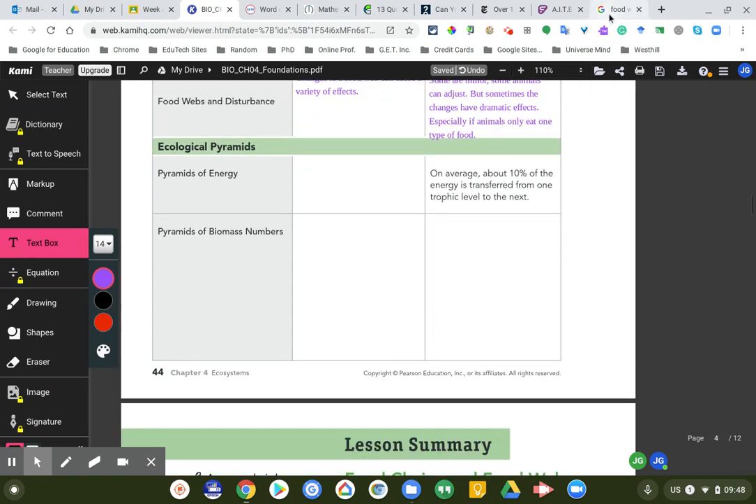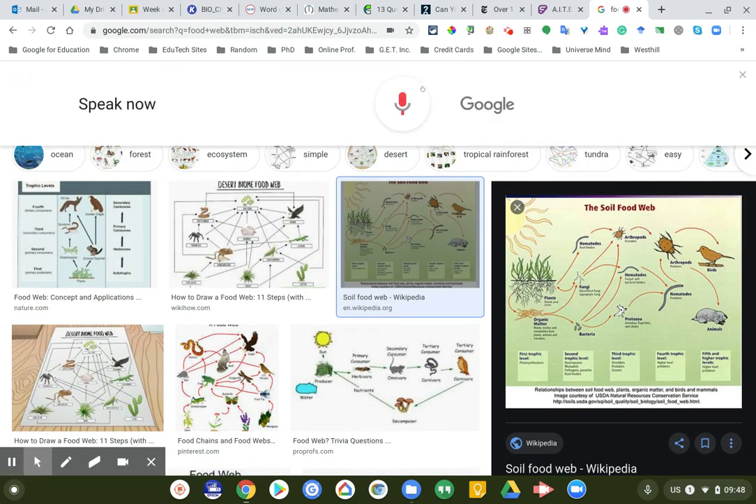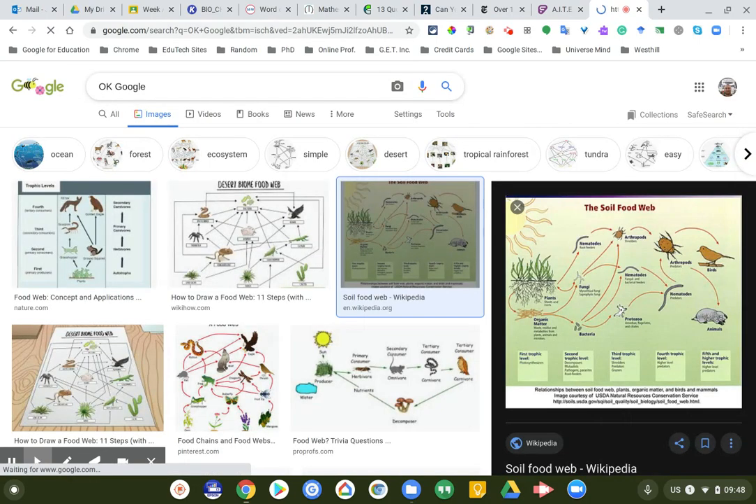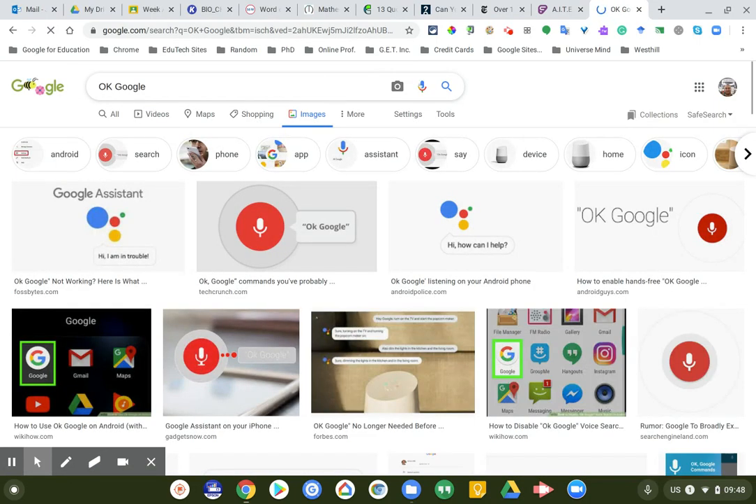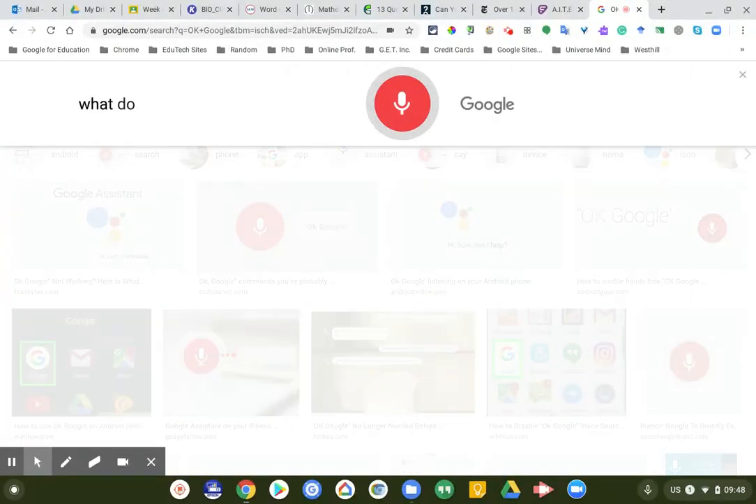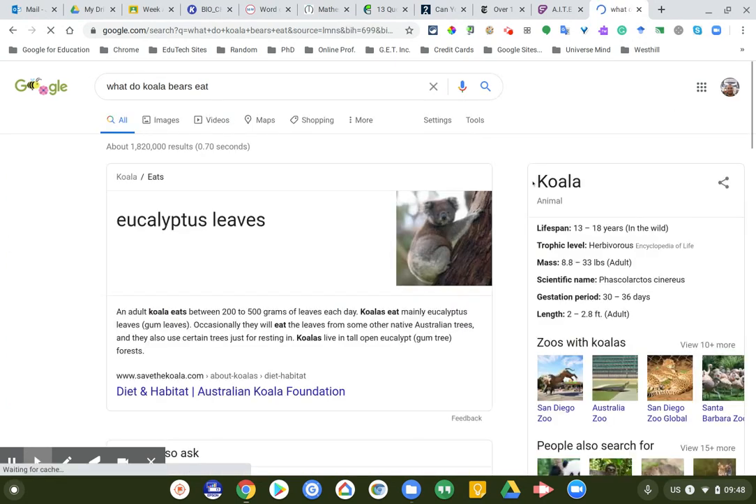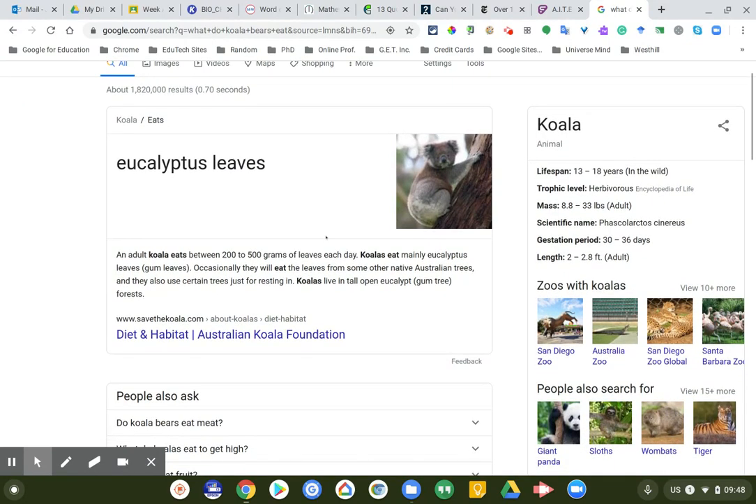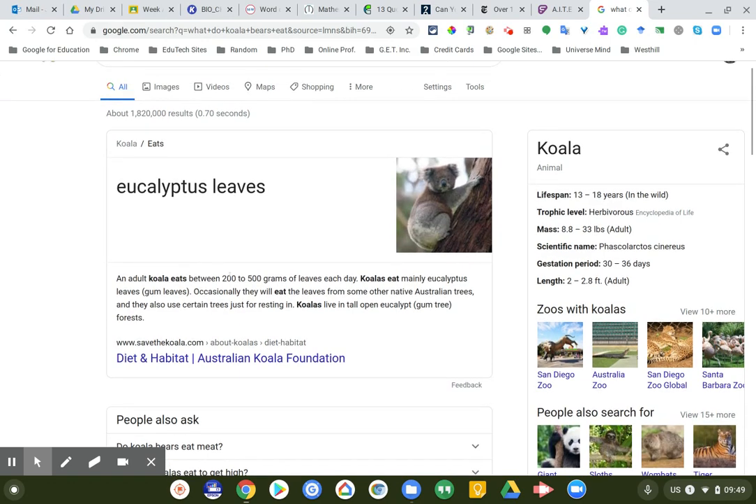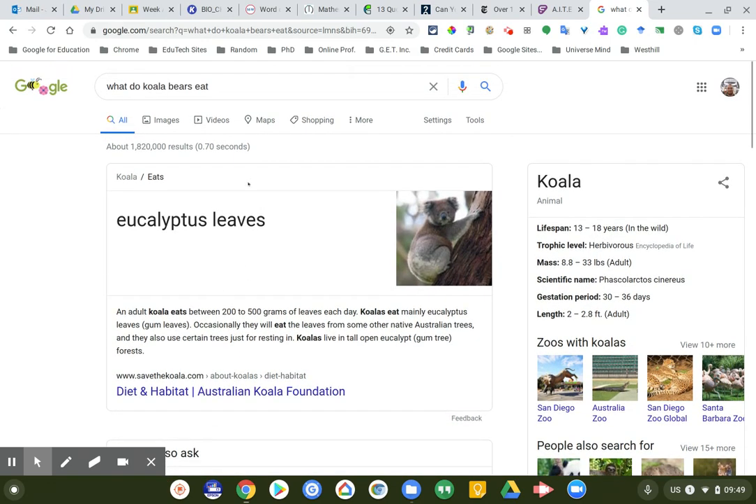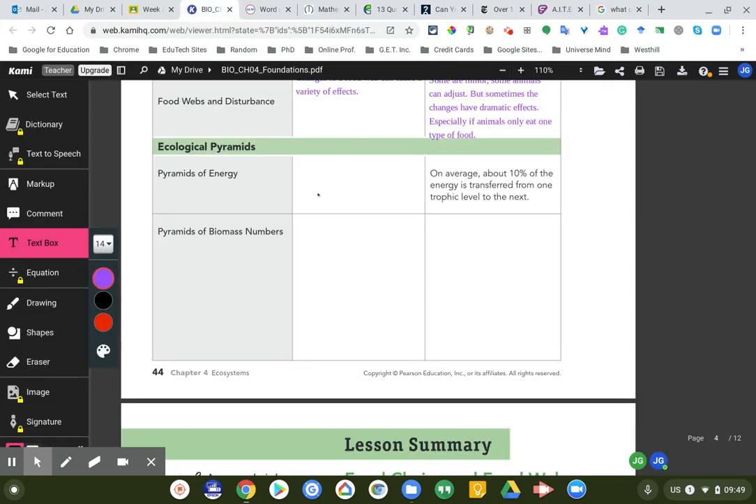Okay. Wait, is that true though? Let's see. Okay, Google. Nope. That was a fail. What do koala bears eat? Eucalyptus leaves, right? Koalas eat mainly eucalyptus leaves, occasionally leaves from other native Australian trees. So they primarily eat eucalyptus leaves. Interesting. So once again, it might be a problem.